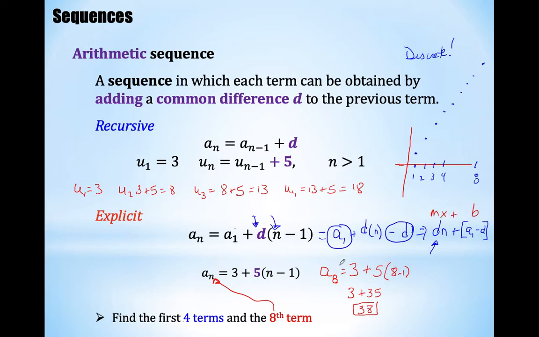Let's see what that would be for us here. 3 plus 5n minus 5 means 5n minus 2. A sub n becomes 5n minus 2. What happens when you plug 8 into that? OMG. Now again, the y-intercept doesn't really have any meaning for us, because our domain is only positive integers.